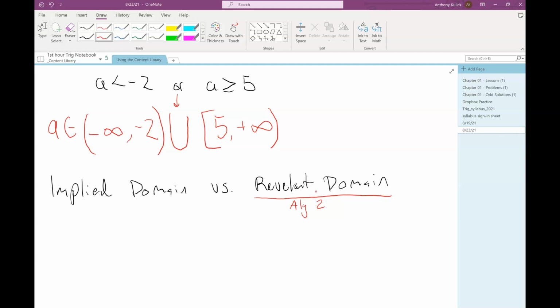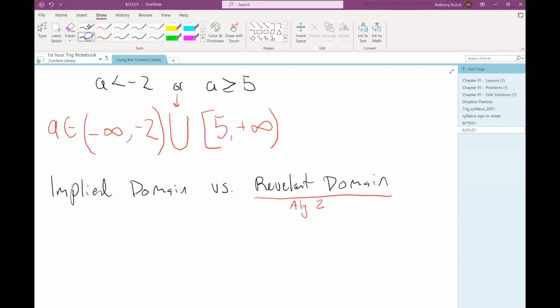But almost always we're just going to be interested in the relevant. The relevant domain is always a subset of the implied domain, or equal to. It could be the same size, but it cannot be bigger than the implied domain. So basically when we're trying to figure out a domain, we start with the implied domain and then we narrow it down based on the actual function that we're looking at.